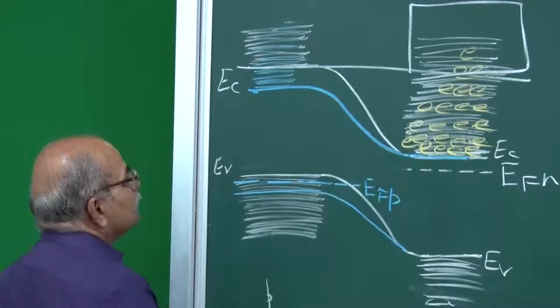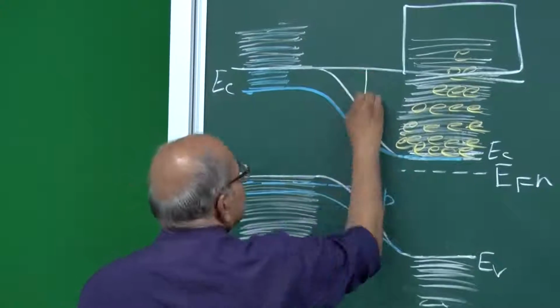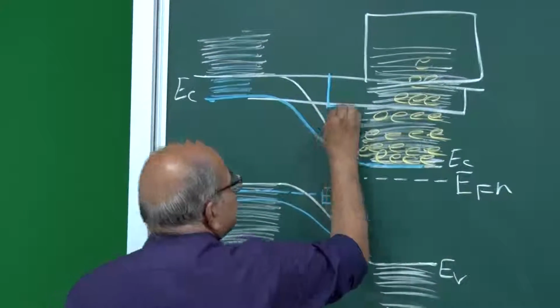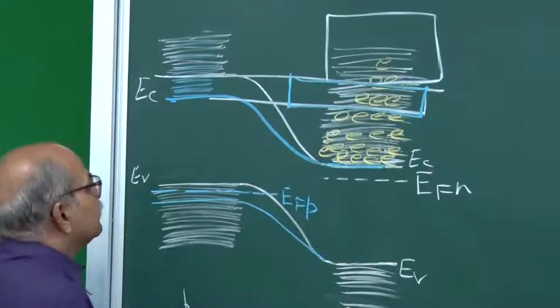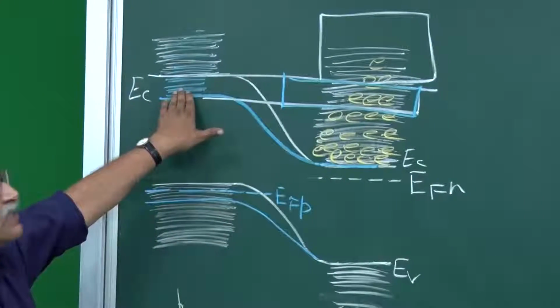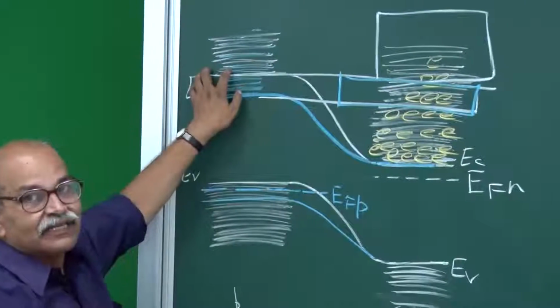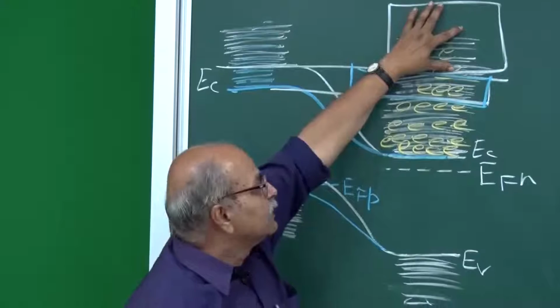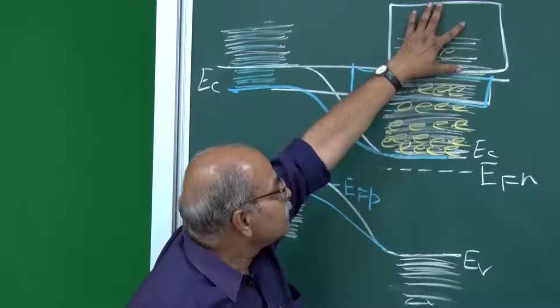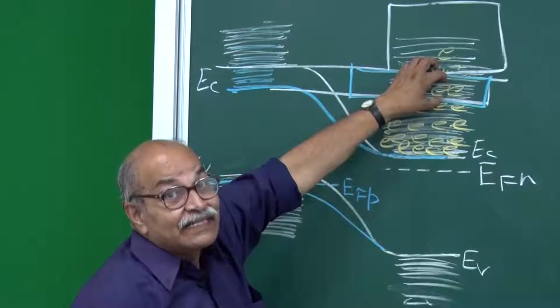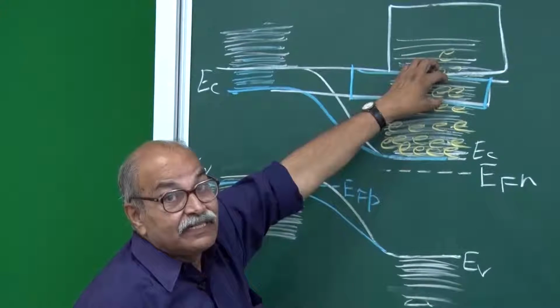So now these electrons in this energy range, they can also diffuse to this side. These electrons can also diffuse to this side. Earlier only these were diffusing. Now these are diffusing, and on top of this these are also diffusing. So the diffusion will increase, the diffusion current will increase.